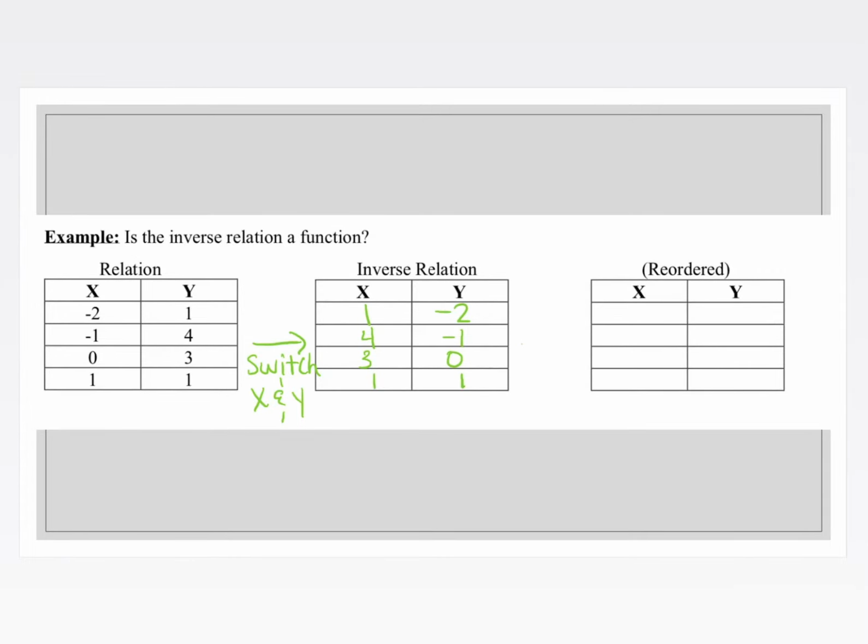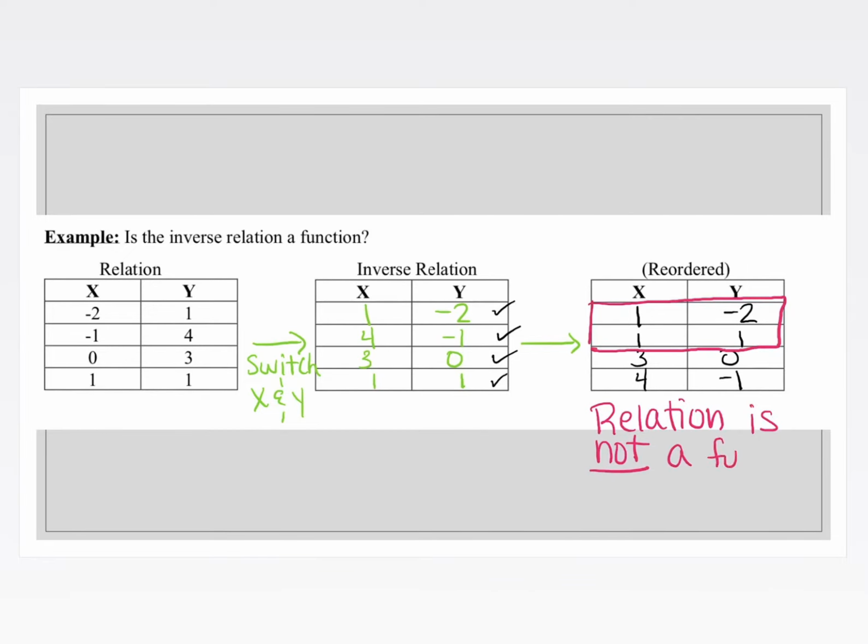So I'm going to reorder this so it's actually in numerical order. If we go in increasing order, we have 1 goes to -2, then 1 goes to 1, then 3 goes to 0, and last but not least, 4 goes to -1. Now here, notice that we have our x repeats. So we have an x value that goes to two different y values, -2 and +1. This verifies that this relation is not a function, because this x value repeats.